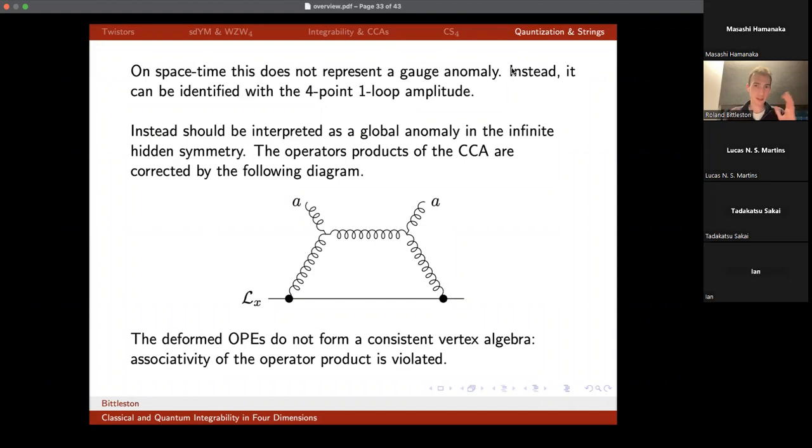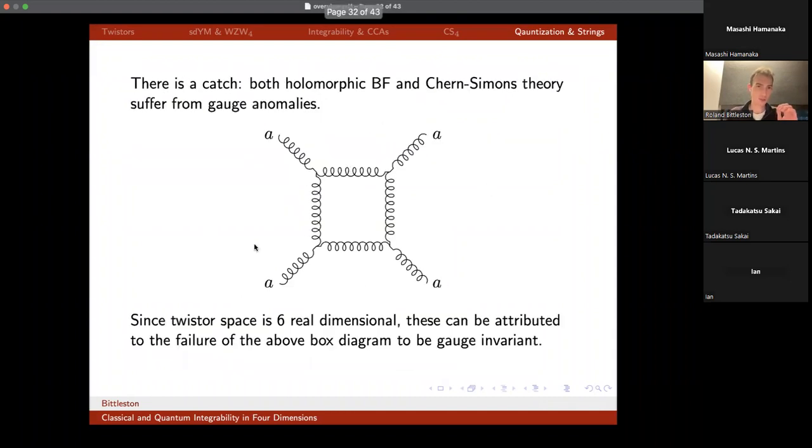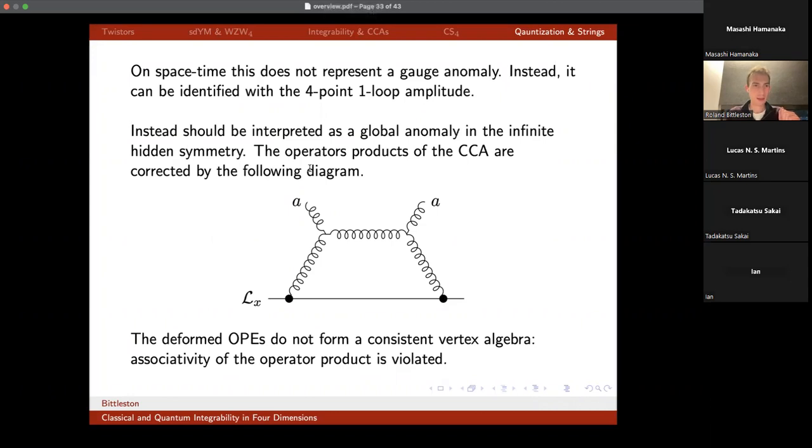So on space-time, it's clear what that diagram corresponds to. It just corresponds to the 4-point amplitude, the 4-point all-plus amplitude in self-dual Yang-Mills. So having an amplitude is no problem at all, but it does obstruct this infinite hidden symmetry. And the way to see that is we look at these holomorphic surface defects that I mentioned earlier on. I said that demanding BRST invariance of those defects determines the operator products of this hidden symmetry algebra.